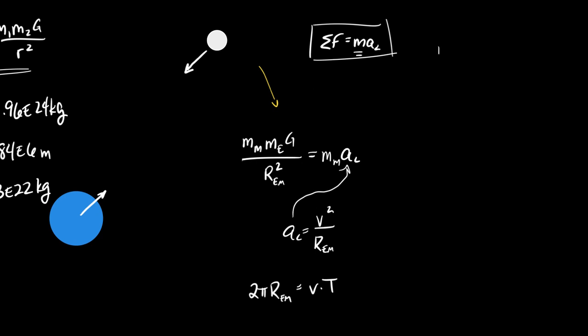That's going to be mass of moon, mass of Earth, G over, and from this point forward, I'm not going to write EM, Earth-Moon distance. I'm just going to write capital R. And that's going to equal mass of moon v squared over r. The reason why I want to stop here and take a minute is if we solve this for v, we cancel out the mass of the moon.